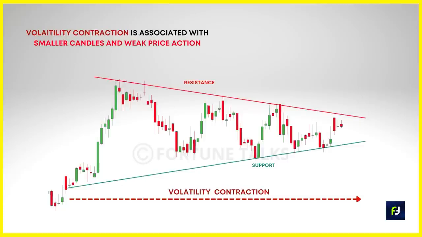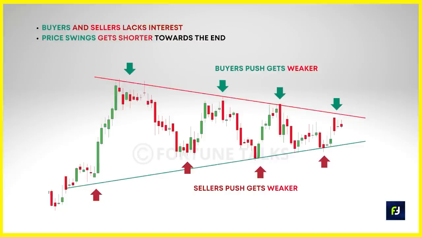Now, what does the price action indicate? It simply means that neither the buyers nor the sellers are interested in buying or selling. This is evident from the lower highs forming the upper trendline resistance, showing a lack of buying pressure, while the higher lows into the lower trendline support signal a decline in selling pressure. As you can see, the pattern started with big swings, which got shorter and shorter as the pattern progressed.